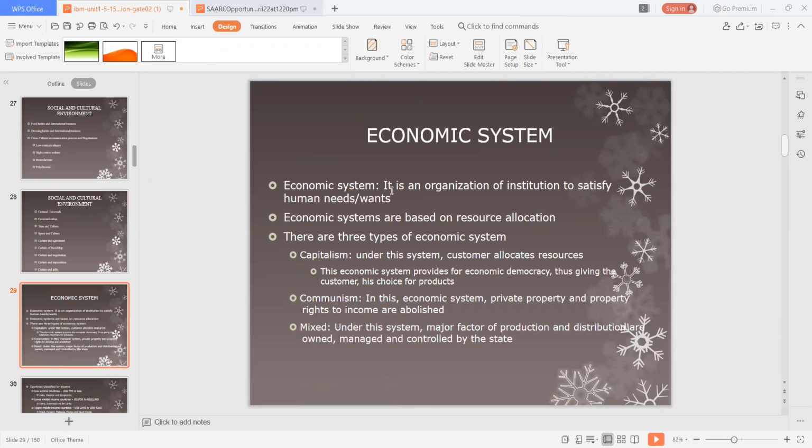Economic system is an organization of institutions to satisfy human needs and wants. Economic systems are based on allocation. There are three types: capitalism, communism and mixed. What do you mean by capitalism? Under the system, the customer allocates the resources. The economic system provides for economic democracy, thus giving the customer his choice for products. Communism: in this economic system, private property and property rights to income are abolished. Mixed: under the system, major factors of production and distribution are owned, managed, and controlled by the state.